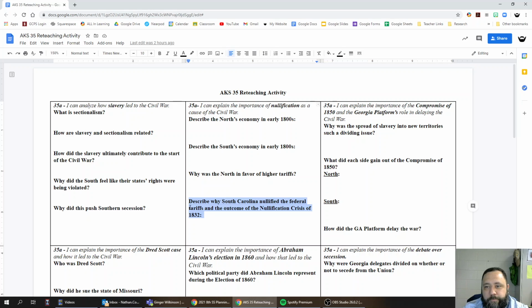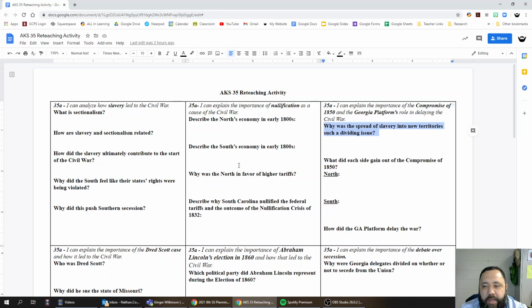Why was the spread of slavery into new territories such a dividing issue? Every single time a territory went through the statehood process, it started a new crisis. Why was it such a dividing issue? Because as these new territories became states, it had the potential to throw the Senate out of balance between slave states and free states. Remember, it's about the balance between free states and slave states in the Senate. That's what this is a fundamental issue over when it comes to territories being admitted as states.